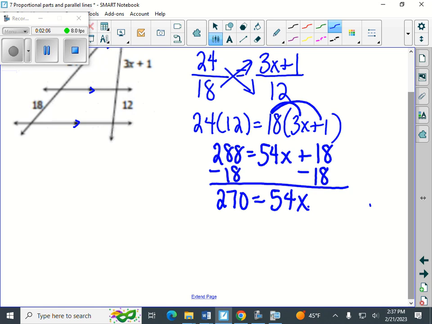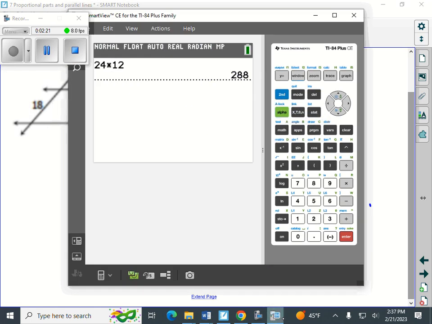And then lastly, what we want to do is, 54 times x, we need to undo that multiplication by dividing both sides by 54. And when we do that, then we can pull up the calculator one more time, and 270 divided by 54 gives us 5.